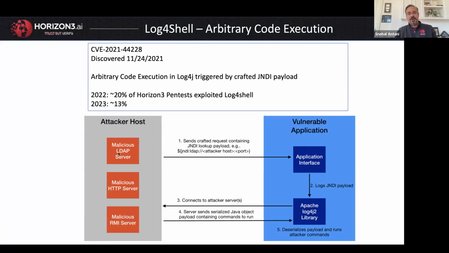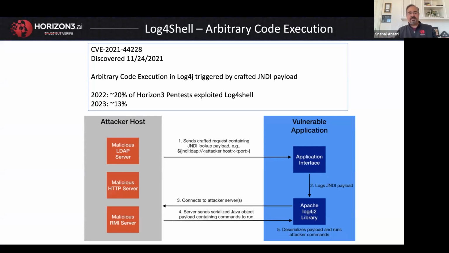So when an attacker crafts a very specific payload, it looks like this: a dollar sign, JNDI string, and then the attacker's host address and their port. They're going to put that in any of the form fills that exist in any of the applications that they've identified. That web application is going to log that string, and that string is going to trigger an outbound call to a malicious server listening for these types of requests.